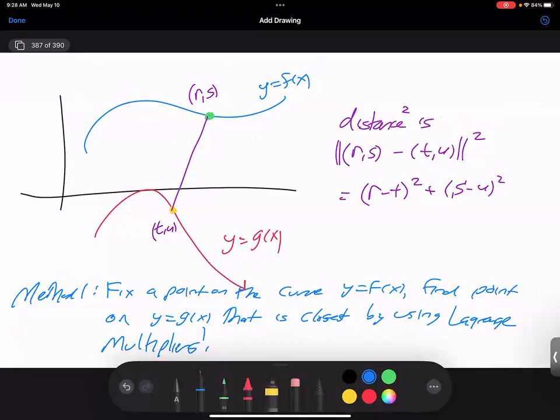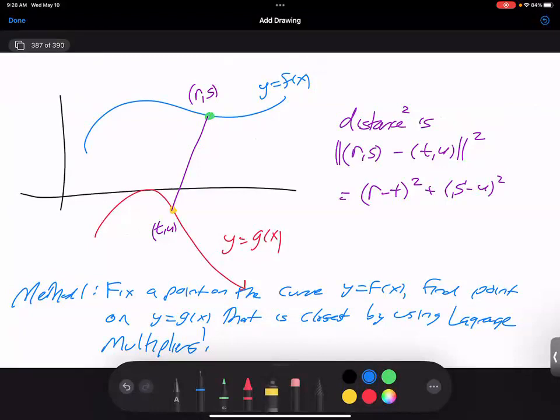So I'm trying to find the closest the 2 curves come to each other. That's a hard problem because I've got the green point moving on the blue curve. I've got the yellow point moving on the red curve. So rather than doing this hard problem, let me break it into 2 easier problems.